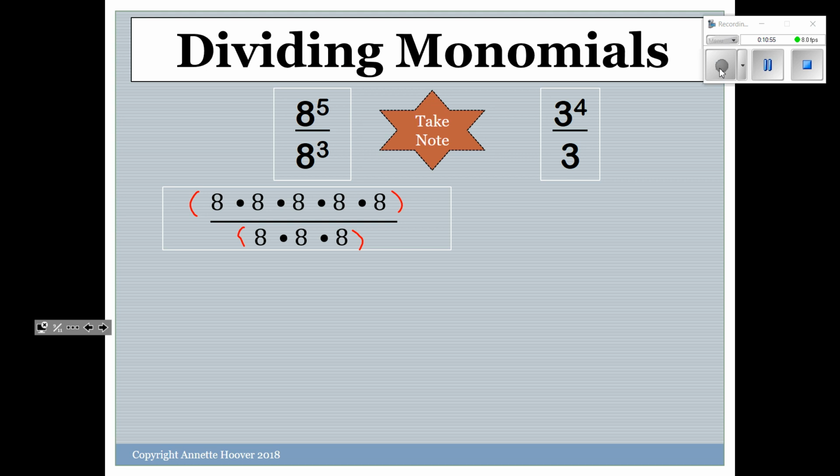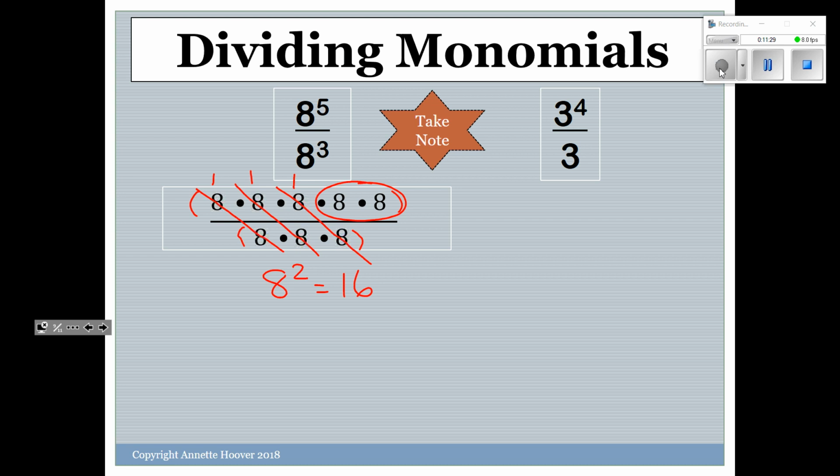Now when you're doing this, 8 divided by 8 is 1, so that cancels each other out. 8 divided by 8 is 1, and another 8 divided by 8 is 1. As long as you have something in the numerator and something in the denominator that's the same, they cancel. We call it canceling each other out, because when you divide, it becomes a 1, and 1 times any number is the other number. Now what's left over? We have 2 8s on the top, and what is 8 times 8? Well, it is 64, so it's 8 squared, or 64.